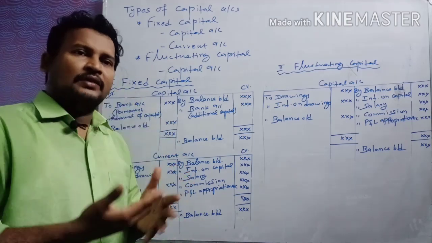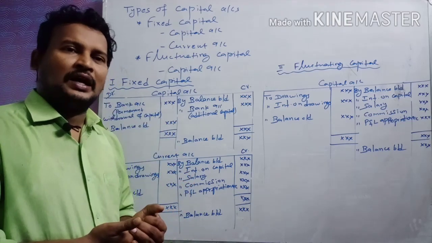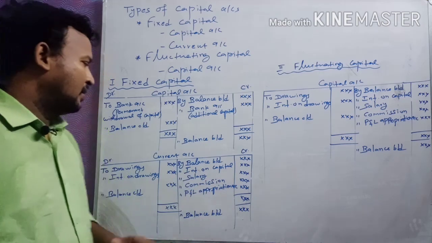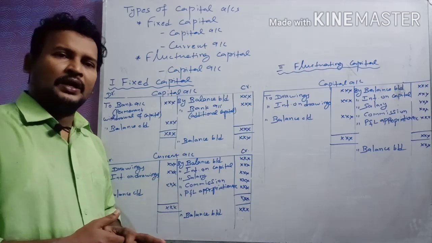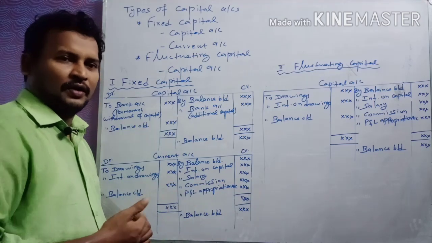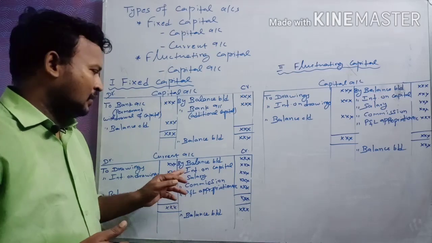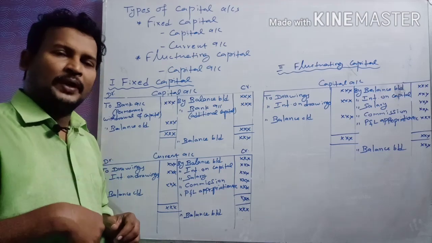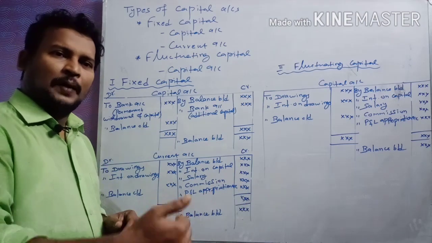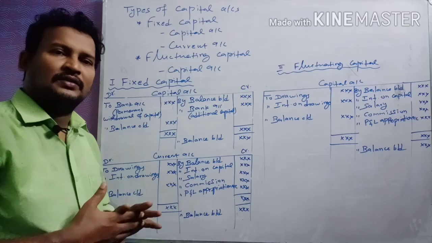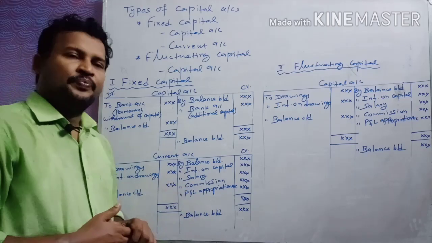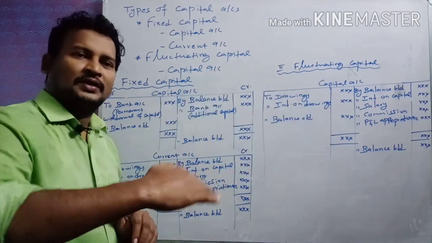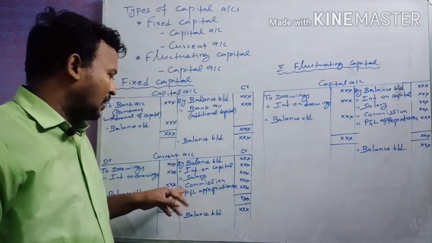Some items will increase the amount of capital of partners, that should be recorded in the credit side of the current account, right? See, interest on capital. Interest on capital is given by the business to the partner. So it increases the amount of capital, so it should be recorded in the credit side. Similarly, salary. Salary is given by the business to partners. So the partners' capital increases, so it should be recorded in the credit side. Same like that, commission. Commission is also given by the business to partners, that increases the amount of capital, that should be recorded in the credit side.